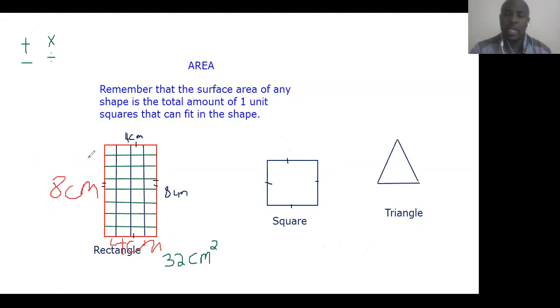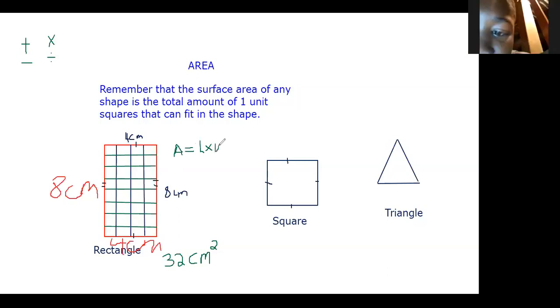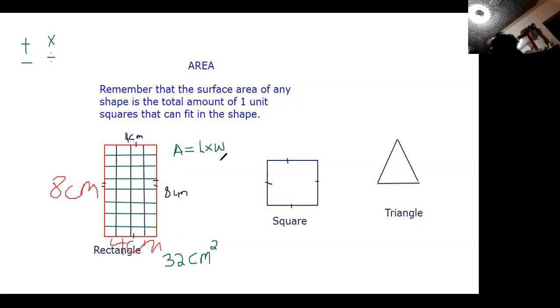Good. So in essence, we could say, for your sake, we use the letter A to represent area. The value of the area would be the same as the value of the length, since we call the long side the length, multiplied by the value of the width, the shorter side. Okay, guys? Am I clear? Yes, sir. So again, the value of the area is the same as the value of length multiplied by the value of the width.